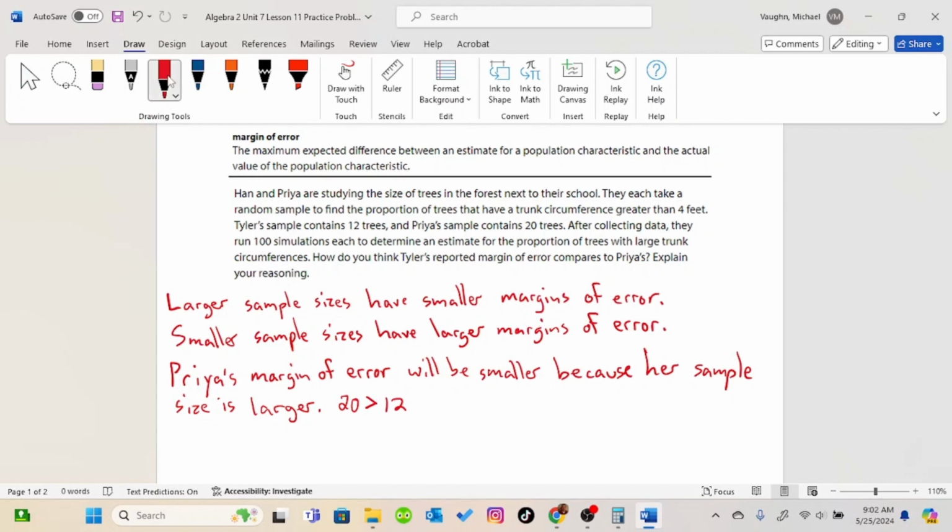If you have any questions about how sample size relates to margin of error size, please ask for clarification now so that you are set up for success moving forward onto other practice problems.